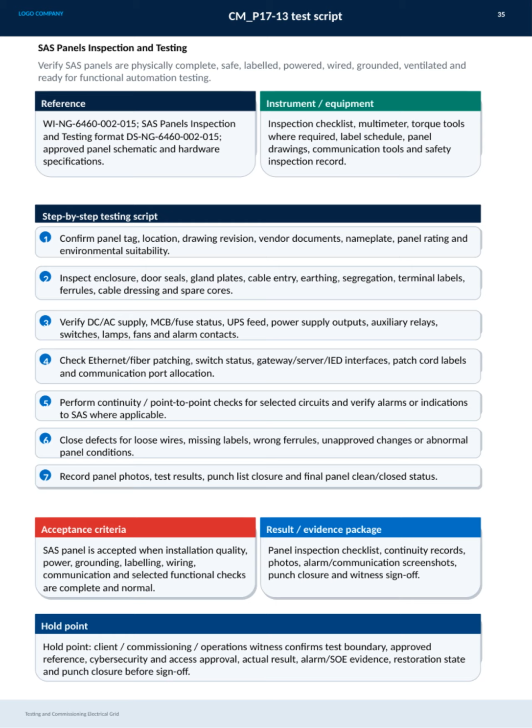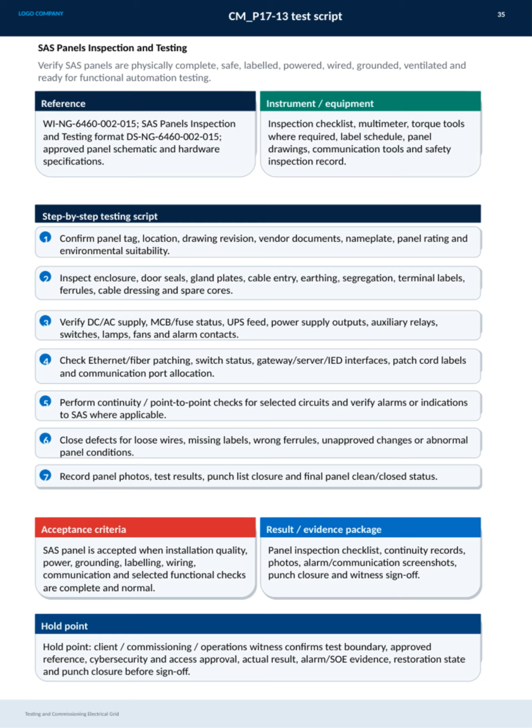The testing follows a clear step-by-step script. First, we confirm the panel tag location, drawing revision, vendor documents, nameplate, panel rating, and environmental suitability. Next, we thoroughly inspect the enclosure, door seals, gland plates, cable entry, earthing, segregation, terminal labels, ferrules, cable dressing, and spare cores. Then we verify the DC and AC supplies, status of MCBs and fuses, UPS feed, power supply outputs, auxiliary relays, switches, lamps, fans, and alarm contacts.